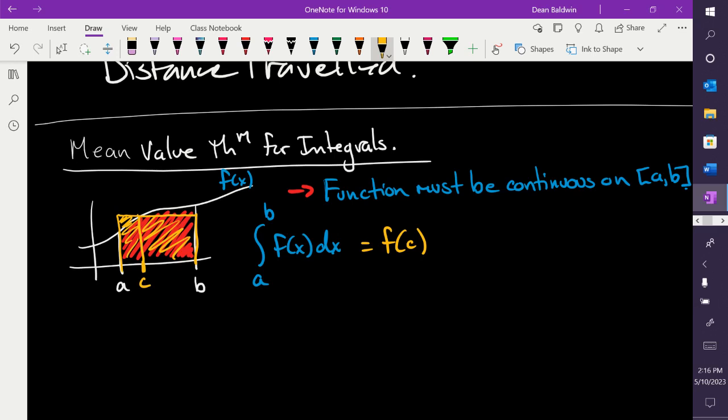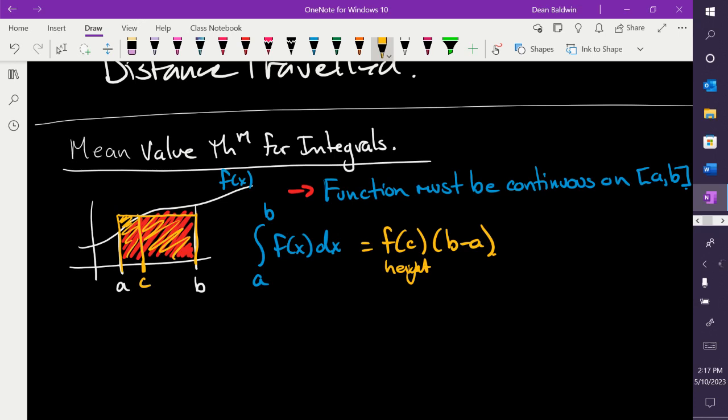That's all it's saying. And so the area of the yellow is the height times the width. What's the width? It's b minus a. That's the mean value theorem for integrals. That's all it says. If you want, area red equals area yellow, if you want to think of it that way. This is the mean value theorem for integrals.